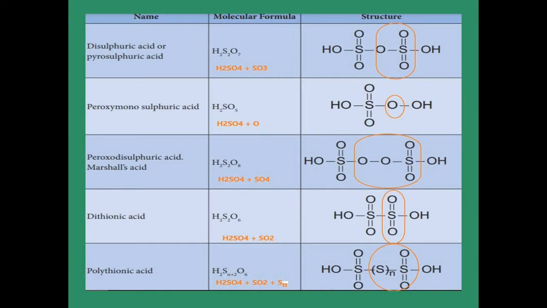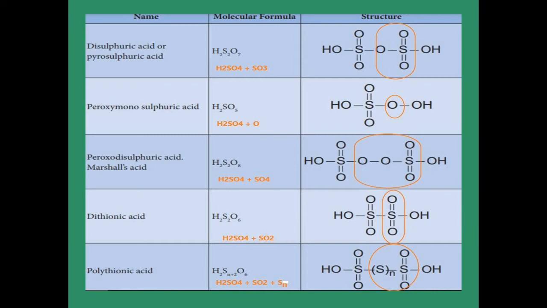The next one, peroxymonosulfuric acid. Formula is H2SO5. This contains H2SO4 and one more oxygen. So first of all put the sulfuric acid structure, and you have to put one oxygen in between, which I indicated in orange color.